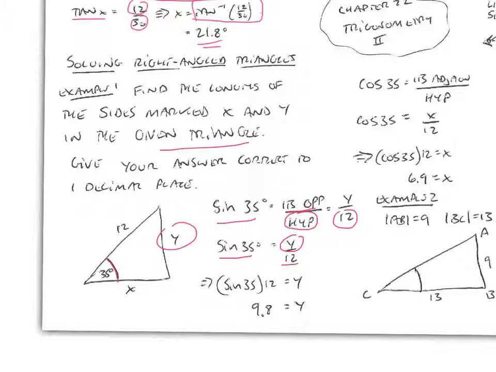That must mean that if we multiply both sides by 12, we end up with 12 times sine 35 there, and the 12 on the other side would just cancel. Okay, so sine of 35 times 12 is equal to y, so y is equal to 9.8.